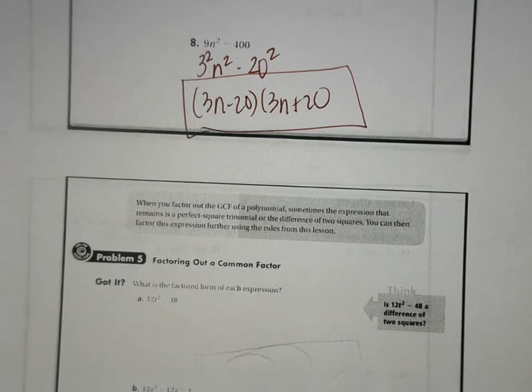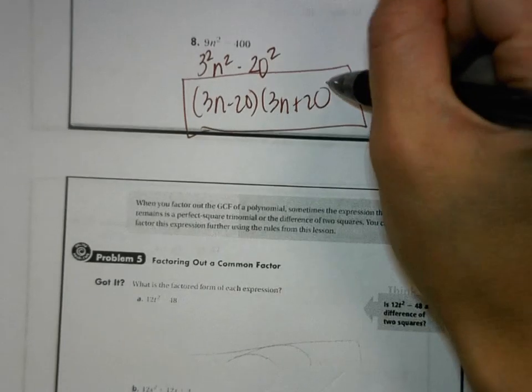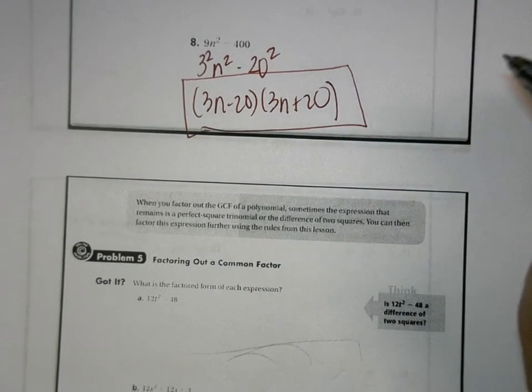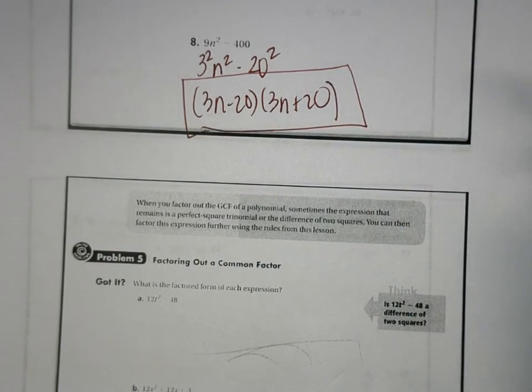Questions before I move on? Yes. Well, I did use 2 parentheses on the other ones too. It's just that the parentheses were exactly the same, and so I could end up writing them as a square. Okay, does that make sense? These are not exactly the same. One's plus, one's minus, so we can't do that.